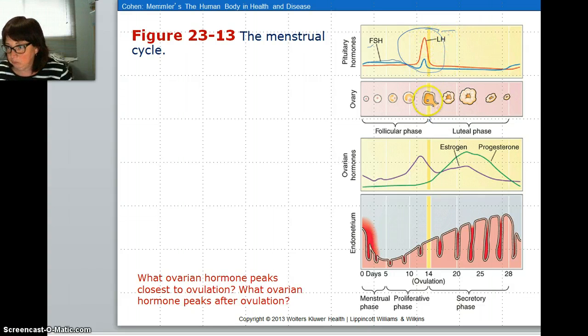Then once the egg ovulates, the egg will go into the uterus, but the corpus luteum remains around. The corpus luteum will then produce estrogen and progesterone. So see how as the corpus luteum occurs, the progesterone levels rise. As the corpus luteum disintegrates, the progesterone level falls. When you have these low levels of estrogen and progesterone, this is when you have menstruation.